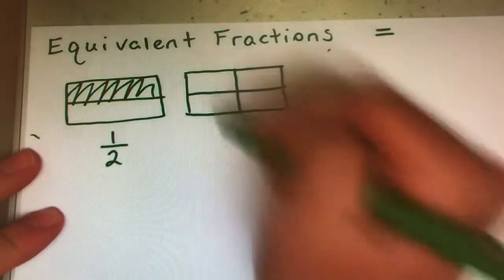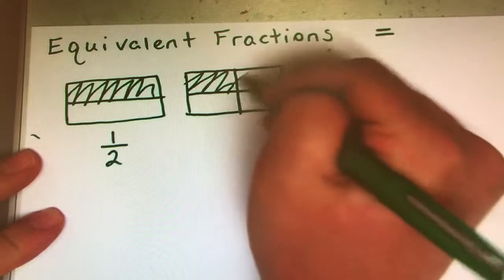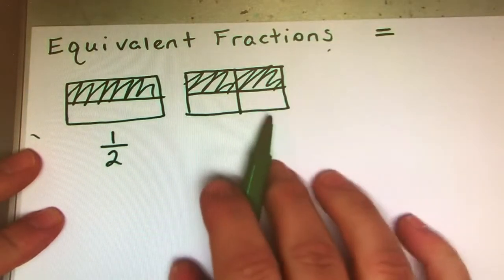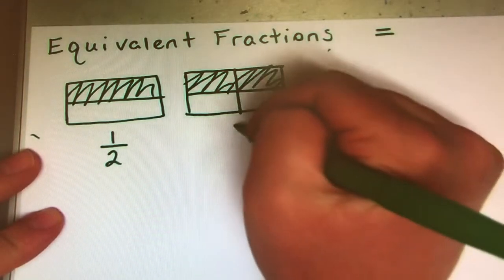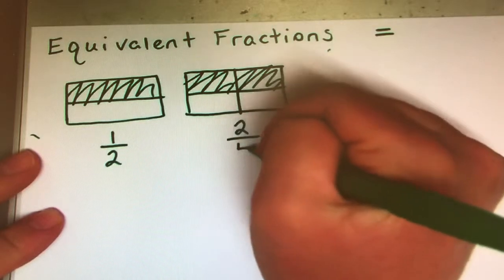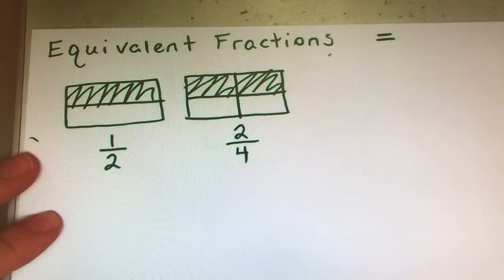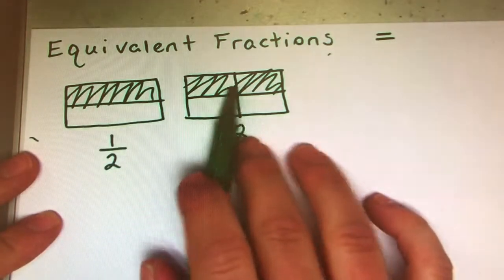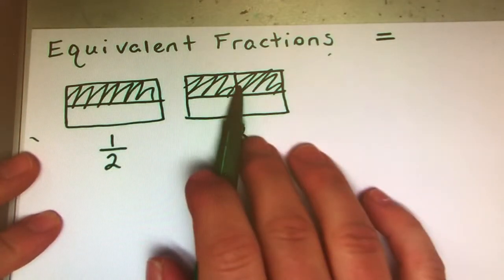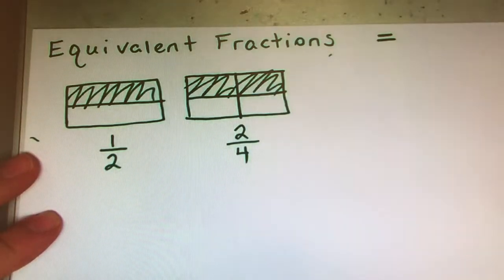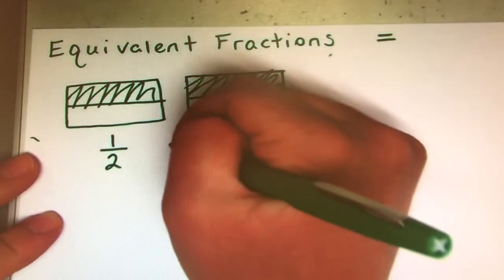This time I divided it into 4ths, so if I shade these top 2, how many are shaded out of 4? 2 out of 4. But do you see that they're shaded the same amount? This one was divided into 1 piece, this was divided into 2 pieces, but the area that they took up was the same amount of space. So we would say 1/2 is equivalent to 2/4.